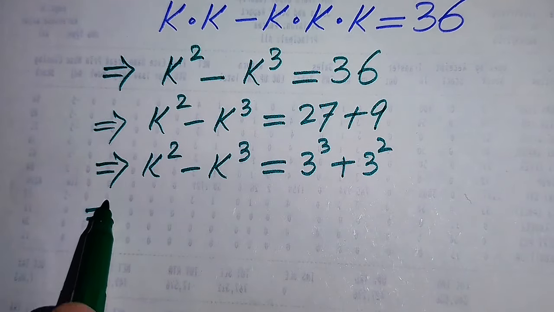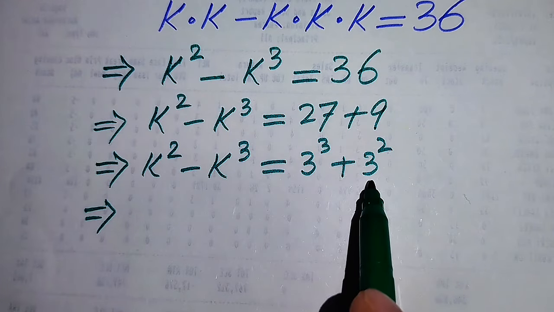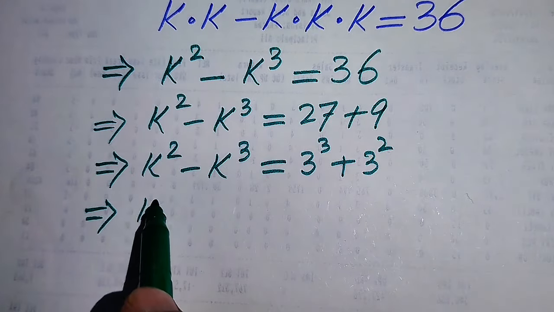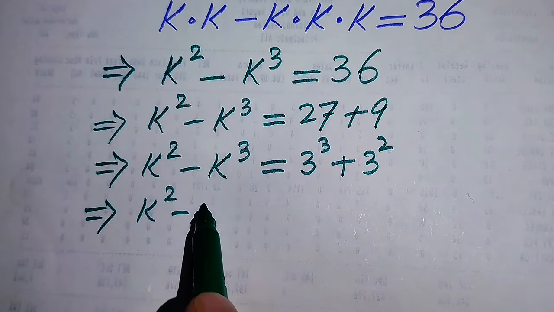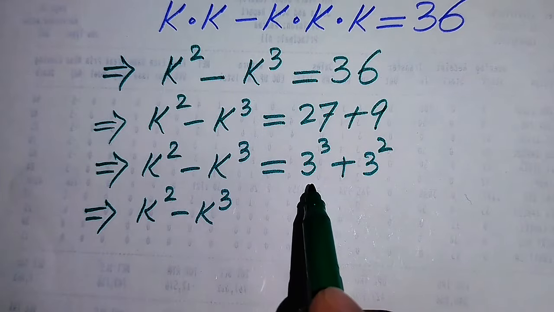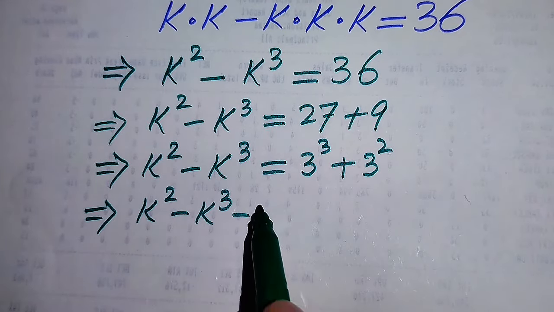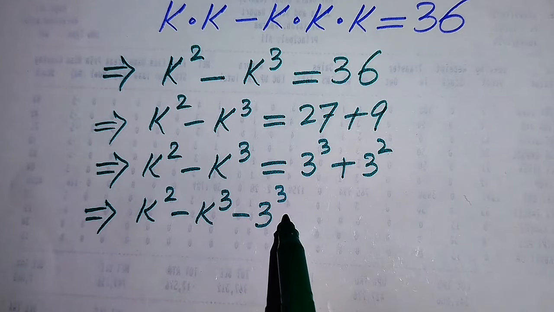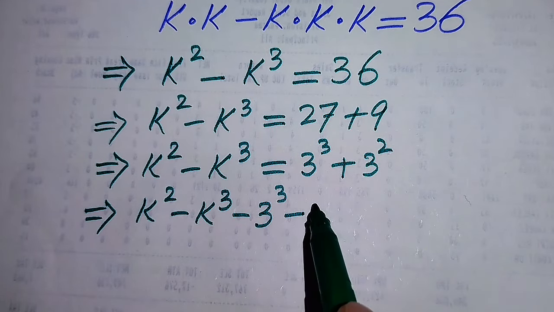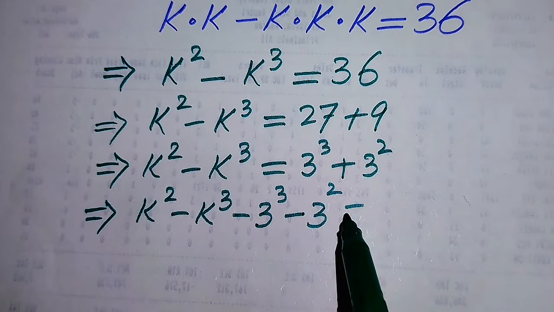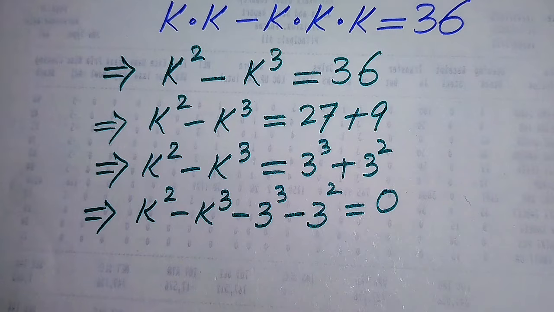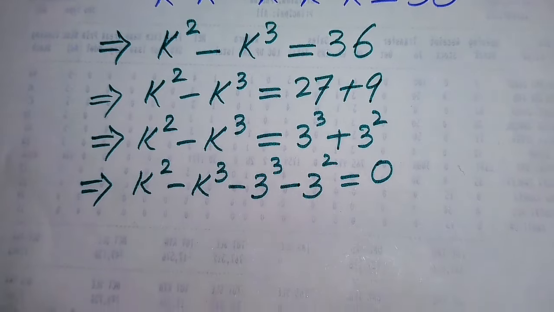And now in the next step we need to move both of these two values from the right hand side to the left hand side, and it will be written as k square minus k cubed. This is plus 3 cubed. When we move it to the left hand side, it becomes minus 3 cubed. This is plus 3 square, and when we move it to the left hand side, it becomes minus 3 square, and this whole equation is equal to 0.